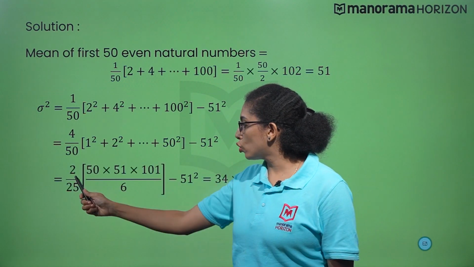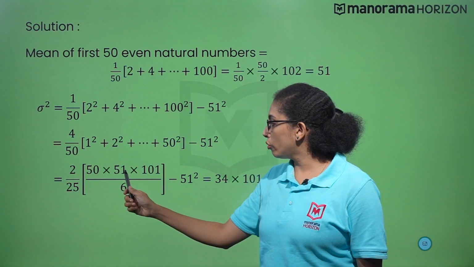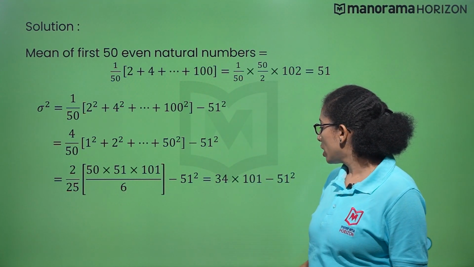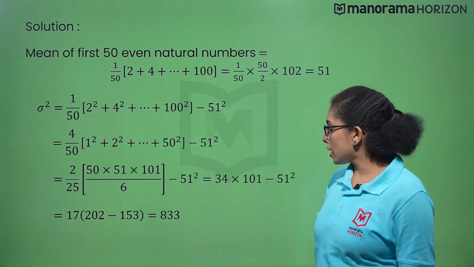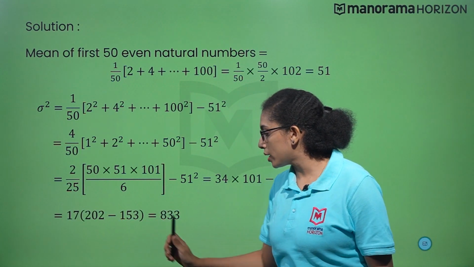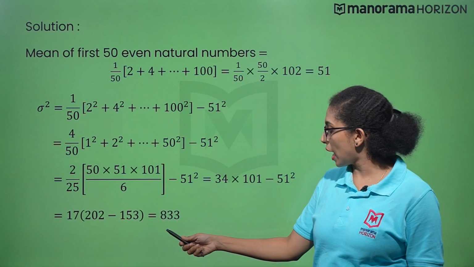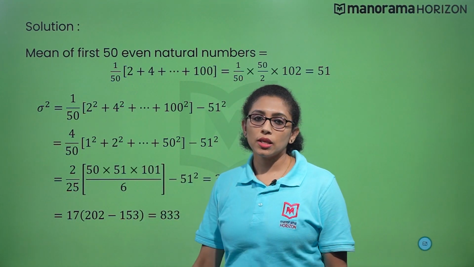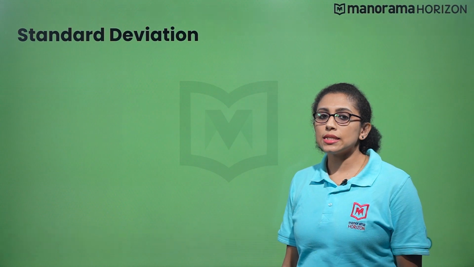Cancelling, we get it as 2 by 25 into 50 into 51 into 101 by 6 minus 51 square. And on solving, we get it as 17 into 202 minus 153, and we get the final answer as 833 as the variance. Now, let us discuss standard deviation.